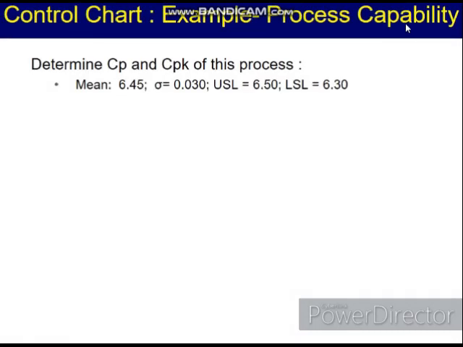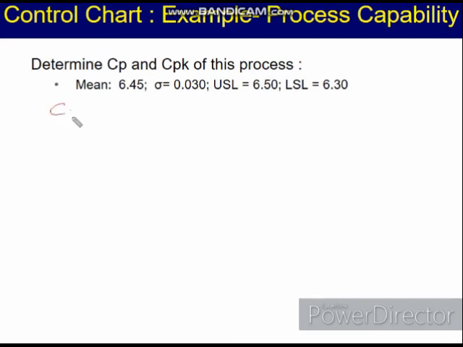Okay, let's look at these particular examples on the CP and CPK calculations. From here you can determine whether this particular process is capable or not. Determine CP and CPK for this process, given that the mean is 6.45, sigma, the standard deviation, is 0.03, the upper spec limit is 6.5 and the lower spec limit is 6.3. So let's look again at the equations on how to calculate CP.